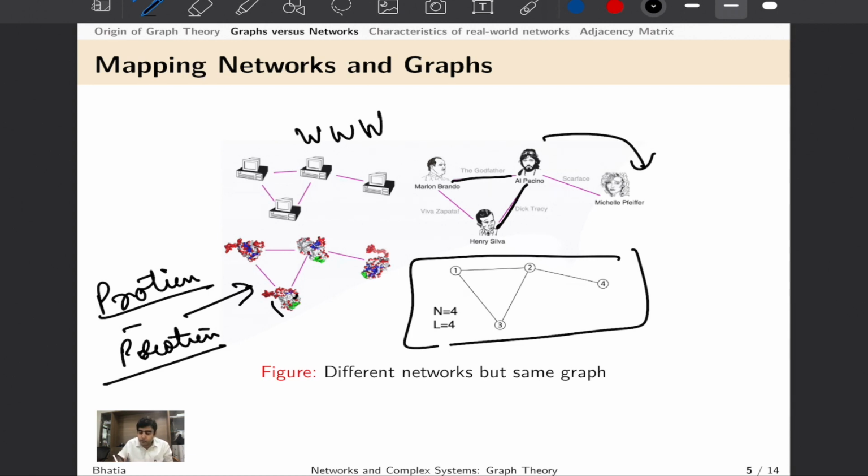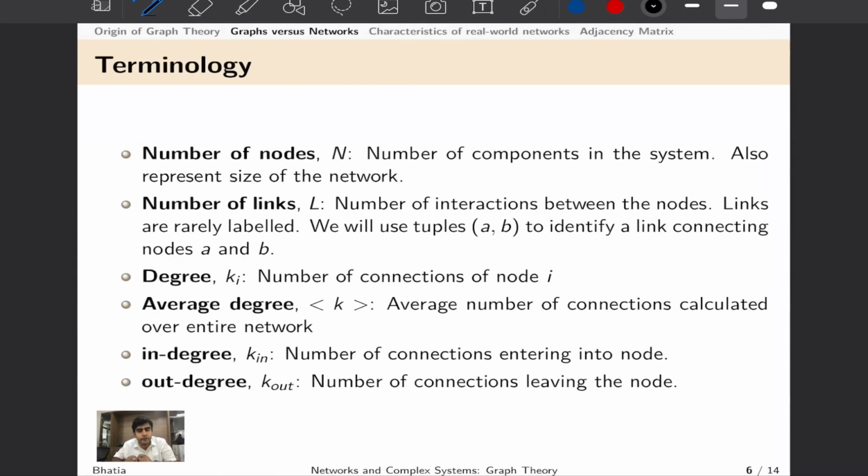For example, you cannot swap Al Pacino with Michelle Pfeiffer, because that would mean that Marlon Brando has worked directly with Michelle Pfeiffer, which is of course not true in a real-world setting. And hence we have to be very careful when we work with networks and their shufflings.